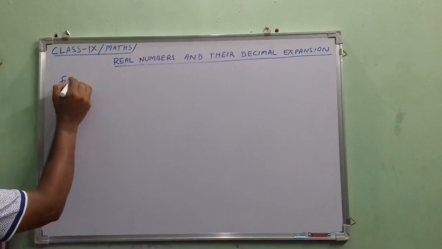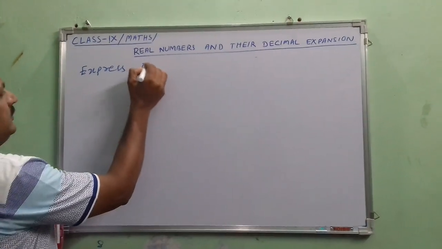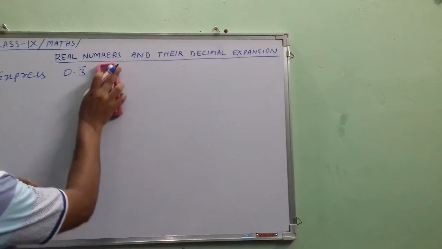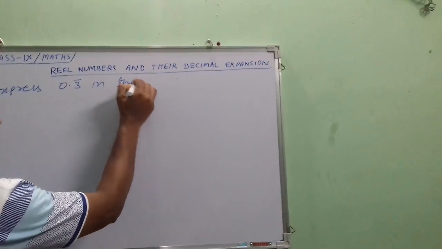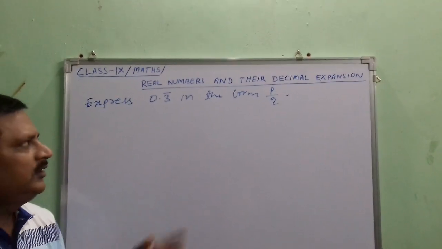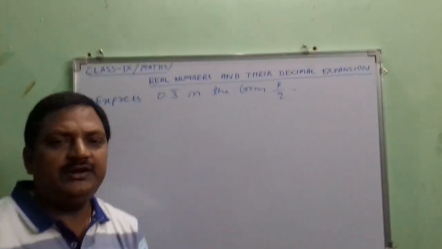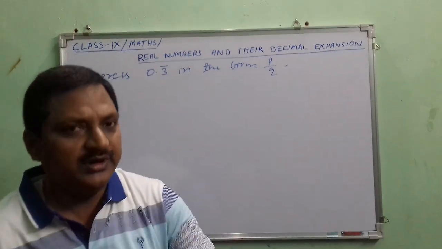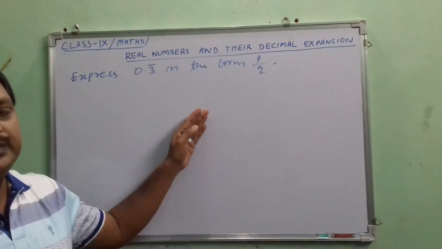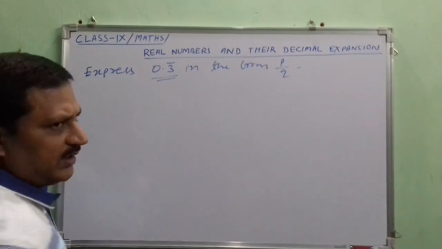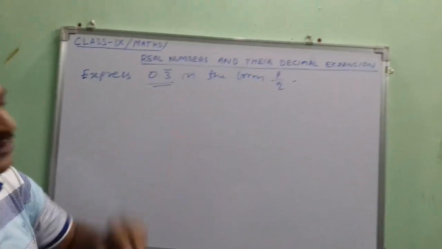Let us take one example. Express 0.3 bar in the form P by Q. Students, this question is very important from your exam point of view, because this is a very certain question for your exam. You must understand this question very well so that you will secure good marks in your exam. So 0.3 bar, we shall express it in the form of P by Q.